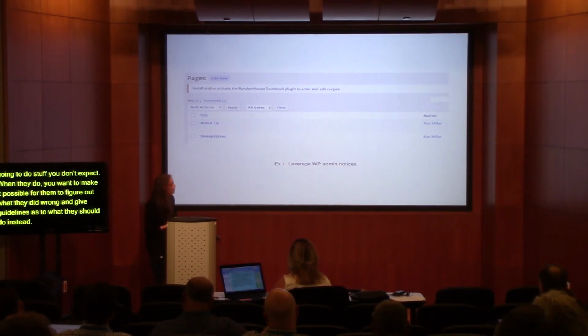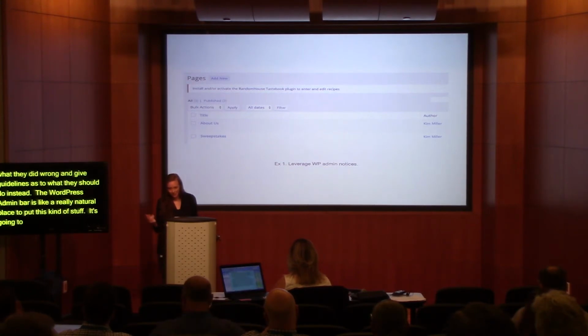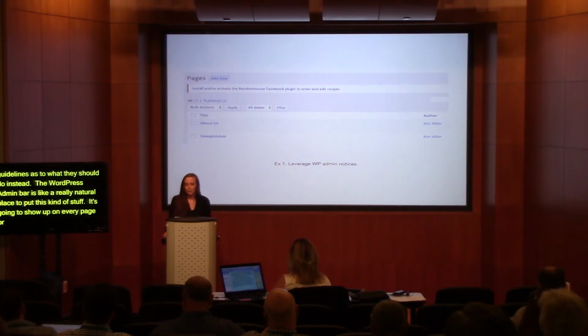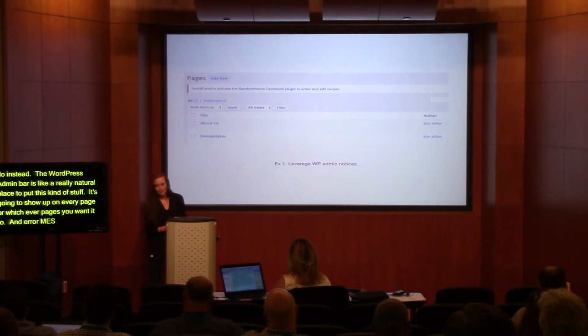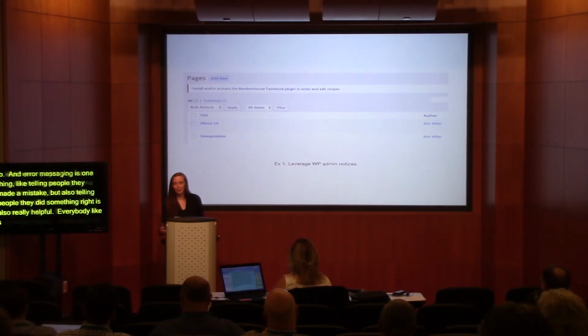The WordPress admin bar is a really natural place to put this kind of stuff. It's going to show up on every page, or whichever pages you want it to. And error messaging is one thing, telling people they made a mistake, but telling people they did something right is also really helpful. Everybody likes feedback. Like, oh, I see that something happened. I see that it's what I expected. It feels good psychologically.